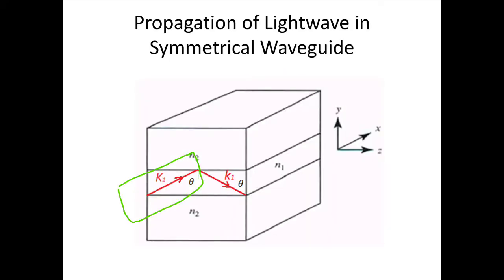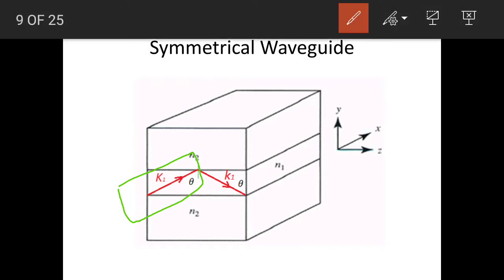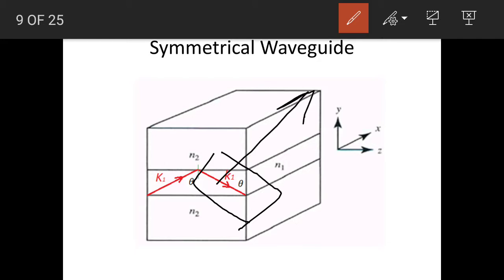Let us consider the symmetrical slab waveguide, and let us consider the ray which is moving in the downward direction. I am talking about this ray which is moving in the downward direction, and we resolve this k1 into two components. You see this k1 will be different than this k1. Why? Because the direction of these two k's are different. They are equal in magnitude but different in directions.